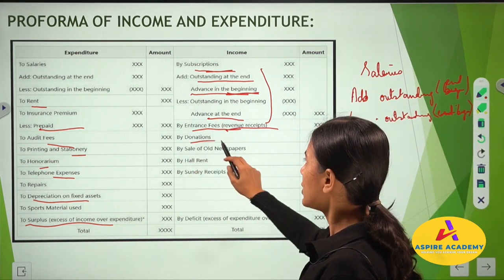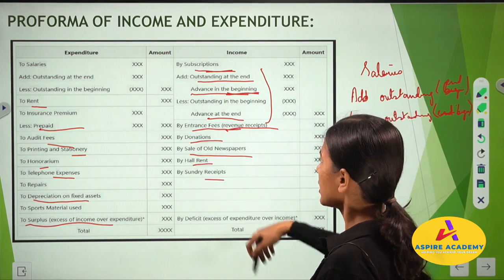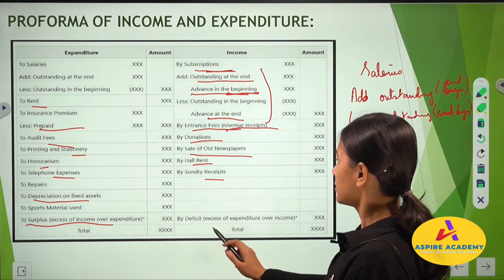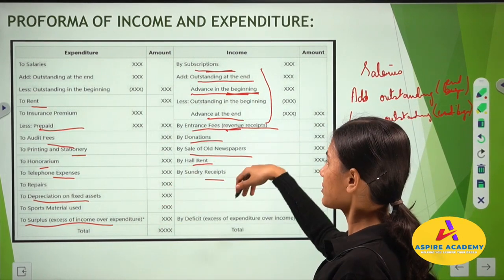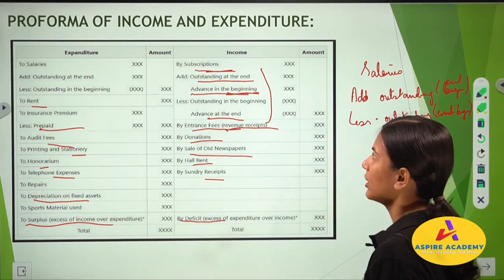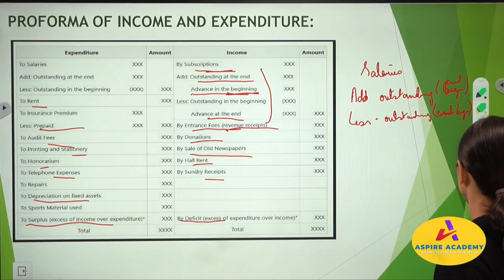And then the donations, sale of old newspapers, hall rent, sundry receipts, all those things are shown on the income side. If the expenditure side is more than the income side, then the balance will be your deficit. So this is the pro forma of the income and expenditure account.